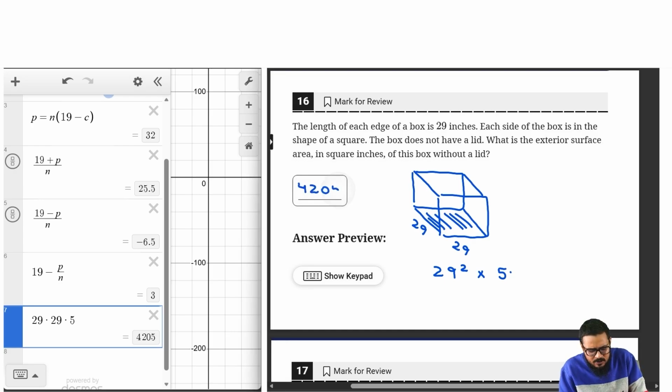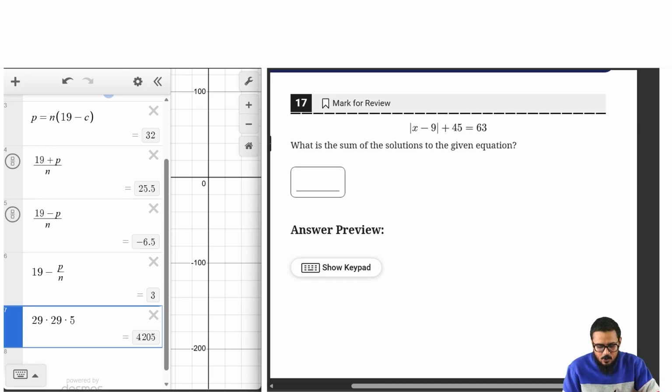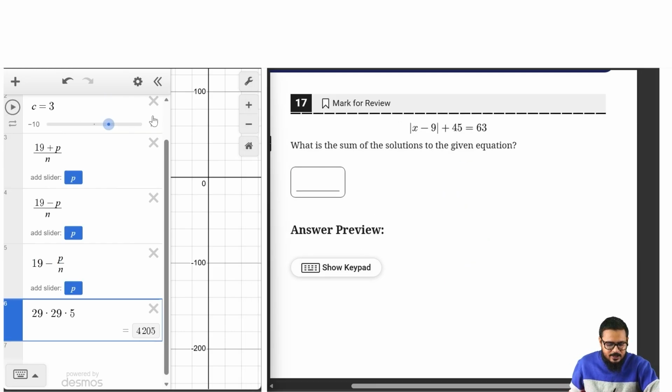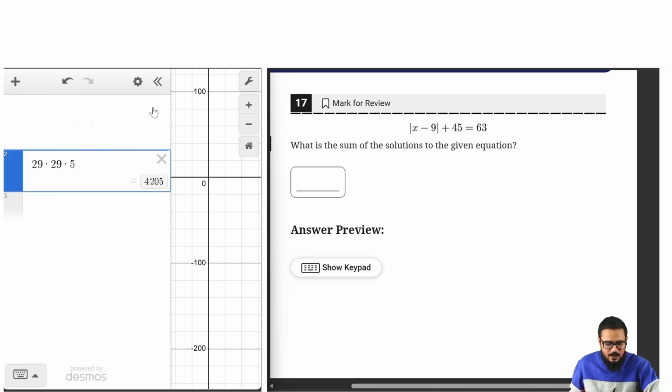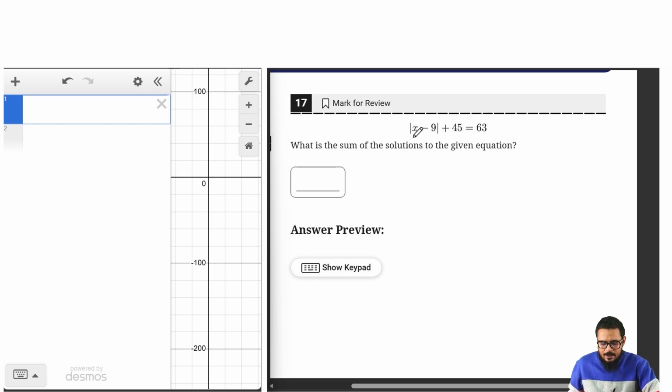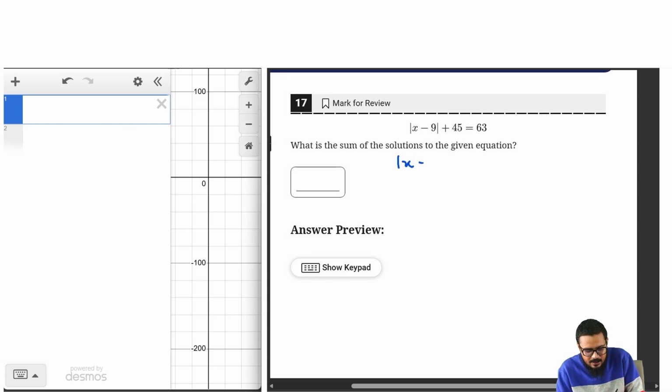This one, you can just type on your scientific calculator as well, instead of typing this entirely on the Desmos. What is the sum of the solutions to the given equation? So I've got a modulus function over here. It's pretty easy to simplify this one. We can use both the methods, the Desmos one and the manual one. For example, if I subtract 45 on both sides, this would be mod of x minus 9 equals 63 minus 45. That would be 18, right?